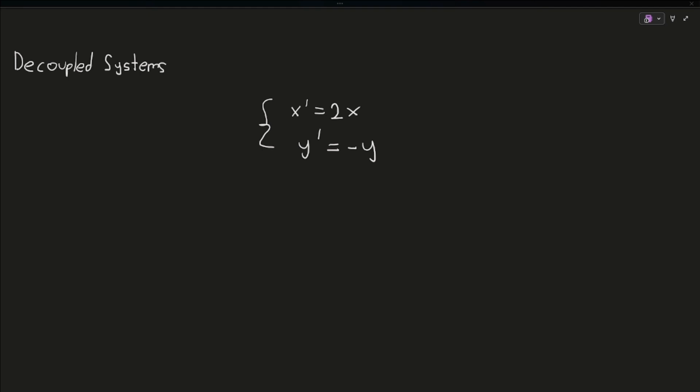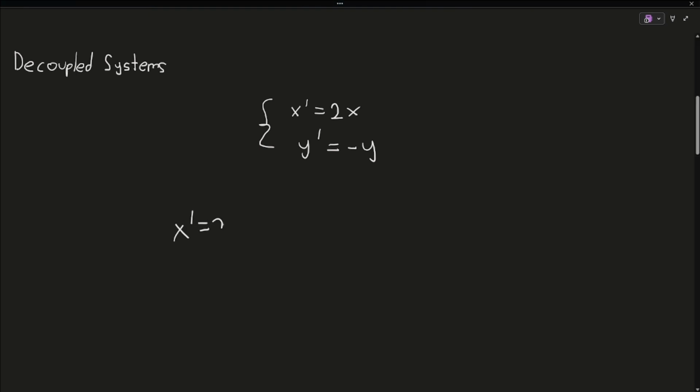Here, as you can see, x prime equals 2x and y prime equals negative y. So we don't have any x terms in the second function, and we don't have any y terms in the first function. So basically, these are decoupled. You don't have any y terms in the x prime equation, and you don't have any x terms in the y prime equation. So this is a decoupled system. And we will treat these as separate equations, and we'll try to solve them on our own.